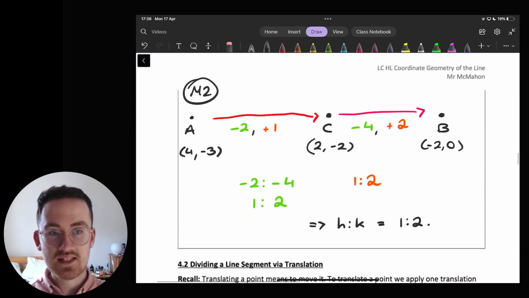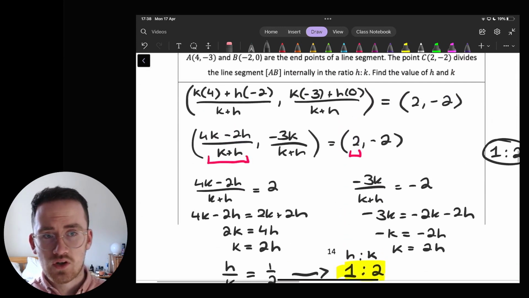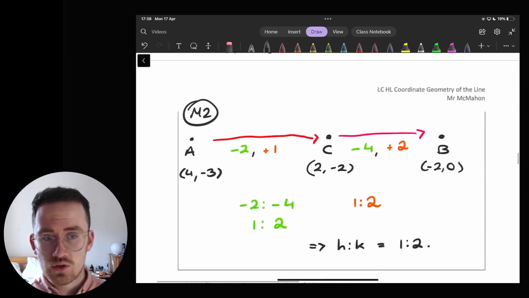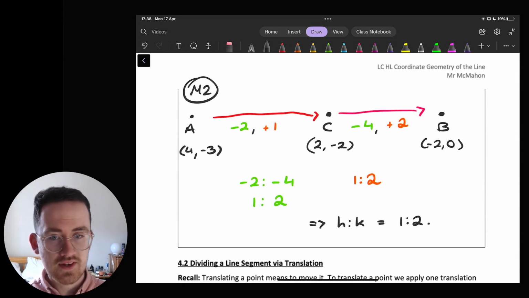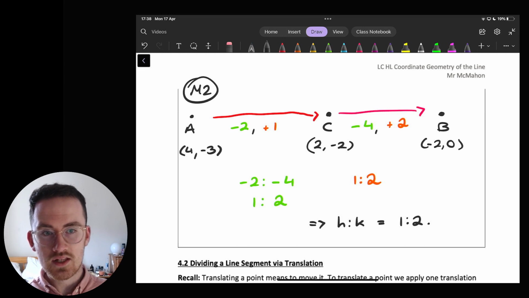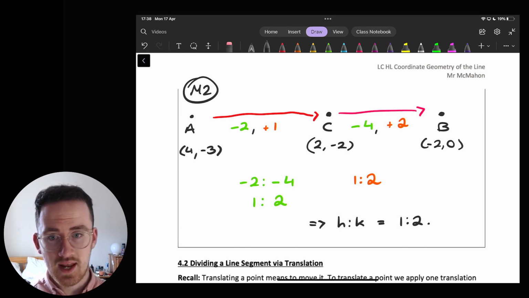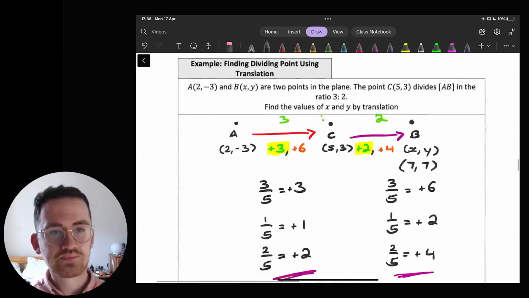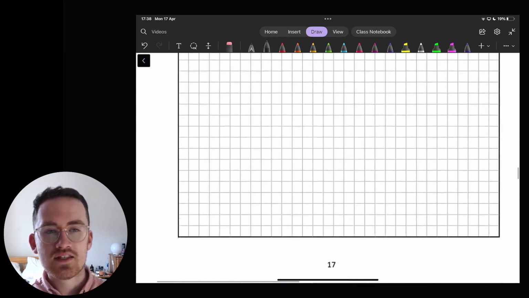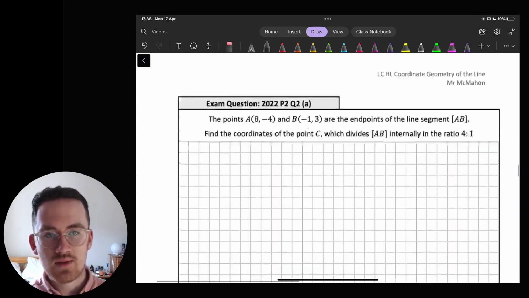Now obviously you can see there, if you can get a handle on these translation ones, they're actually quite a bit easier than using the formula. If you can do it with the translation, you can save yourself a bit of time. The translation ones also come up a little bit when we look at the circle as well. So it's one to get a good handle on if you can, working out how these things are related in terms of ratios.